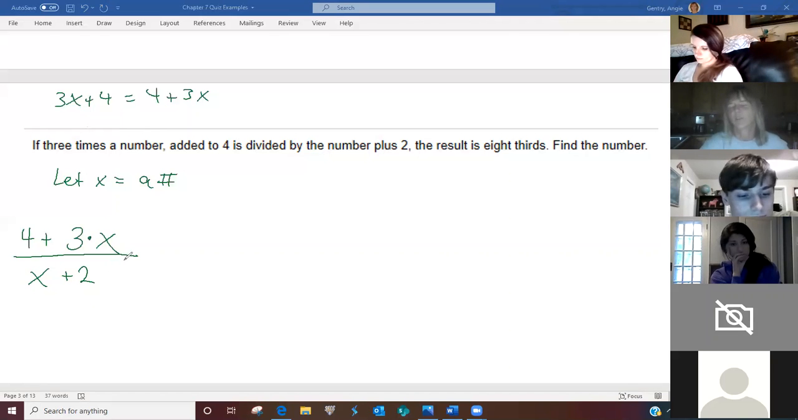Now I'll have to solve it because I want to make sure it's clean. If 3 times a number added to 4 is divided by the number plus 2, does it read okay? The result is 8/3.